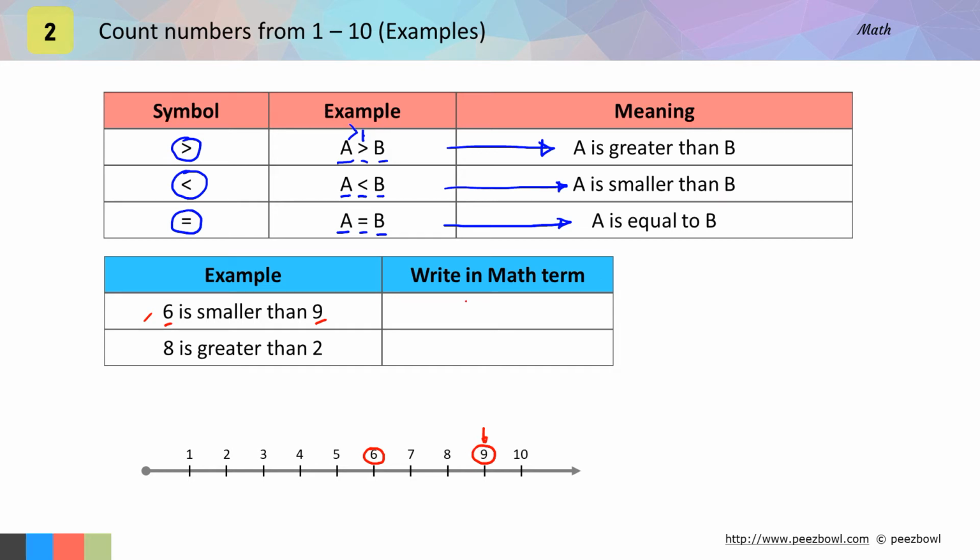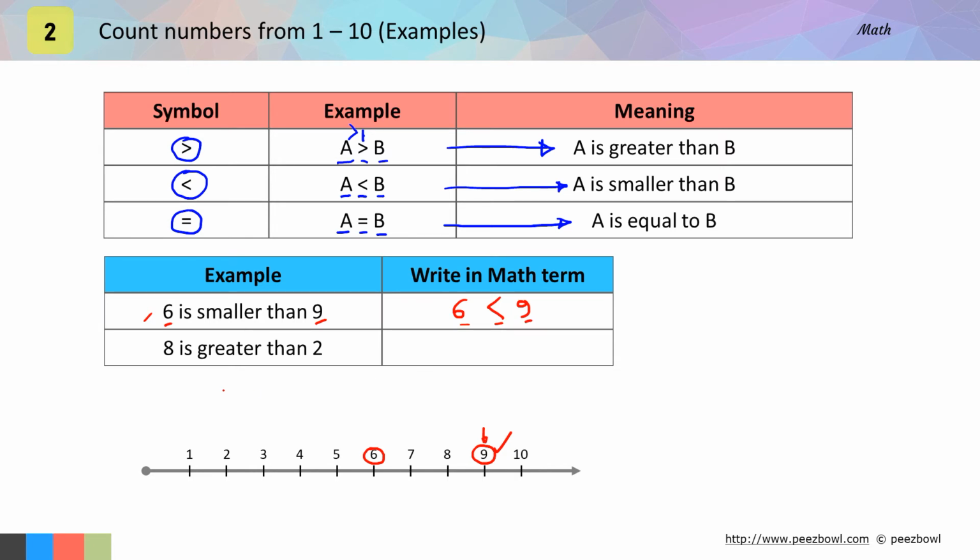Let us write it down. We have 6 here, we have 9 here. And you know that 9 is a bigger number than 6. So, open side or open angle will face towards 9 because 9 is a bigger number. This is how we write 6 is smaller than 9.